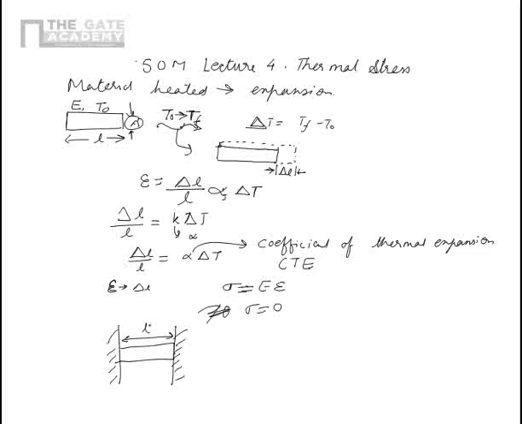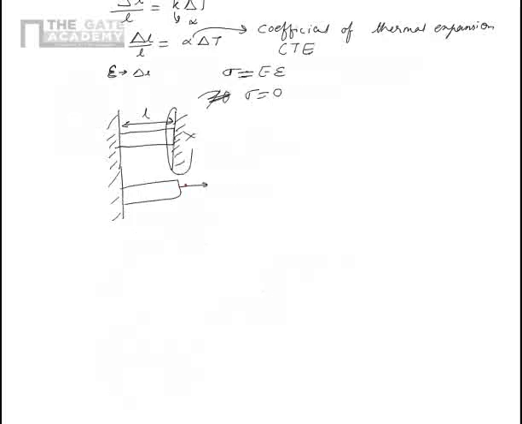Obviously, had this not been there, it would have expanded to this length, something like this. But what we are doing is forcing this support to not allow this expansion. So in this case, we can take this in two parts.